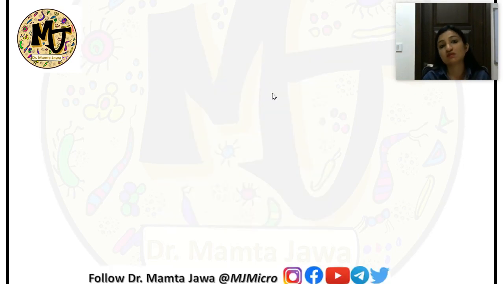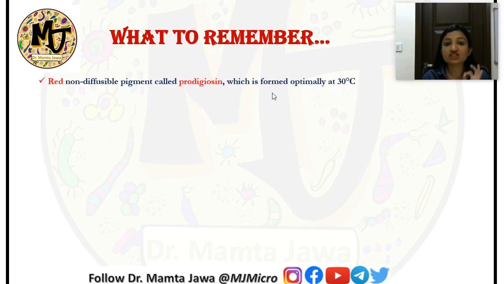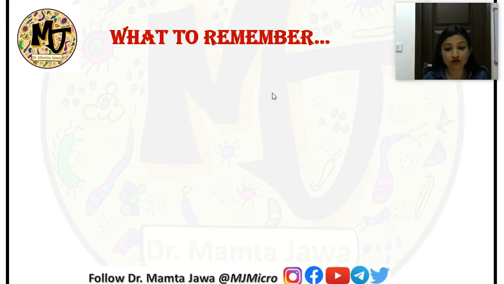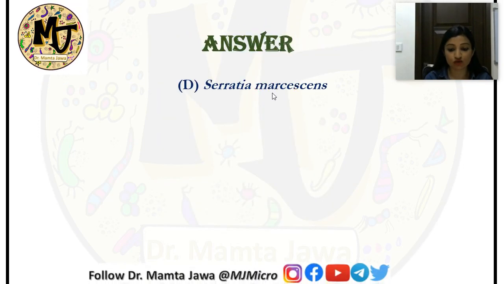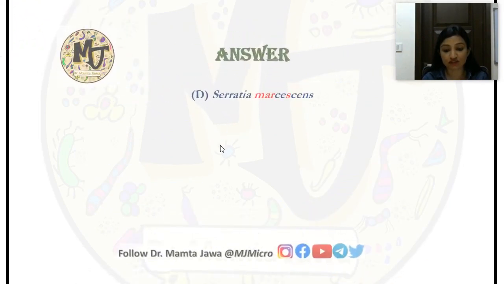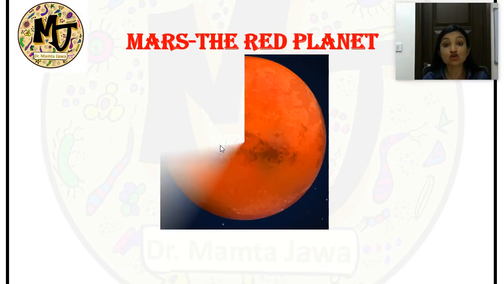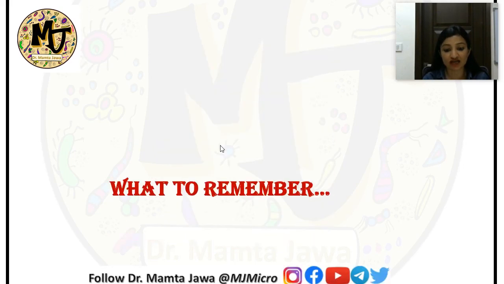And then what else you need to remember about Serratia marcescens? The red colored pigment which is produced, that is prodigiosin, its production is enhanced at room temperature, that is 24 to 30 degrees Celsius. And that's what our question also mentioned. If we go back to the question for a moment, the agent formed pigments on nutrient agar cultivated at room temperature. The penultimate line in this question. So this is a very, very important clue. Pigment production, remember, is enhanced at room temperature. Alright. And pigment was produced on nutrient agar, telling you that it's a non-fastidious or a non-fussy organism.